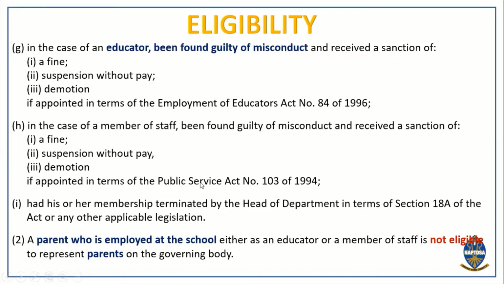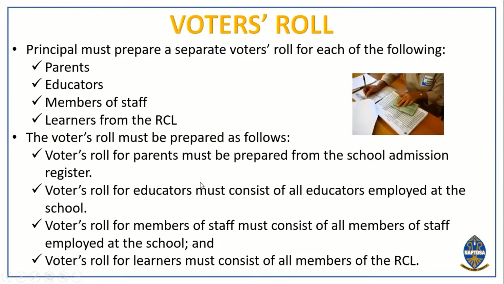When we're looking at the voters' roll, now this is the first piece of formality that becomes very important. For each type of elected person, there must be a voters' roll. So there's a voters' roll for parents, for the parent election, for the educators, for the members of staff, and for the learners from the RCL.